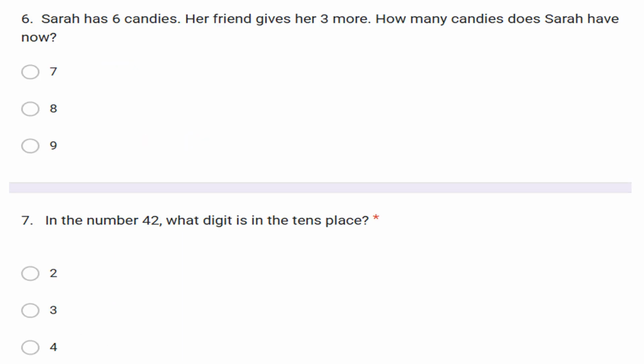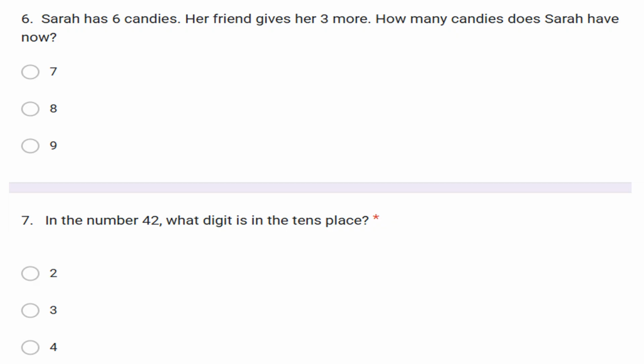Sarah has 6 candies. Her friend gives her 3 more. How many candies does Sarah have now? 7, 8, or 9?